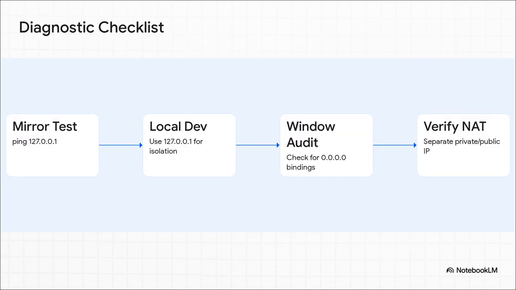All right, let's wrap up your toolkit with some concrete steps. 1. Regularly test your stack with the mirror test using ping. 2. Stick to 127.0.0.1 for all your local dev work to keep it fully isolated. 3. Run that open window audit with netstat to ensure you haven't accidentally bound a private database to 0.0.0.0. And 4. Just verify your NAT is doing its job separating your private space from the public web.